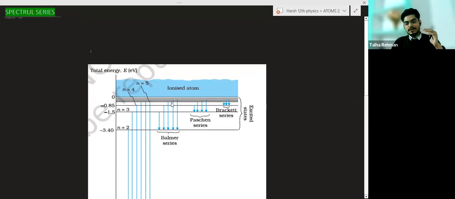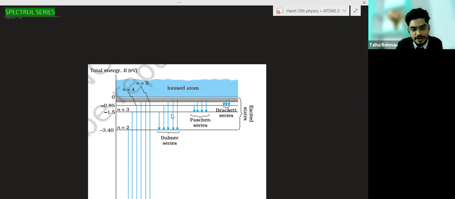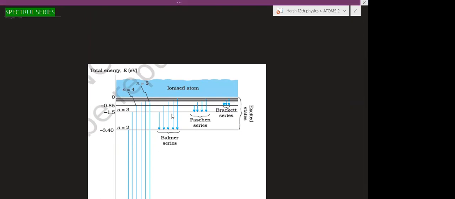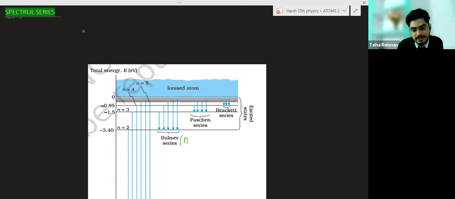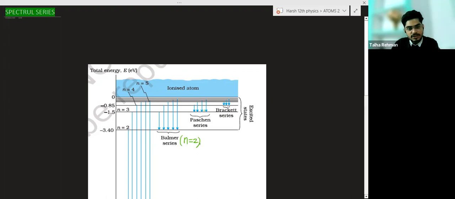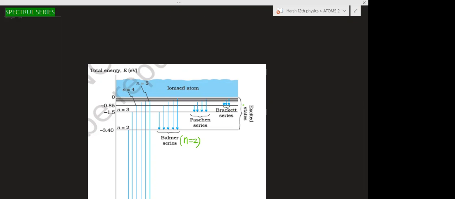From any other energy level, the electron should move to n equal to 2. This will be used for the Balmer series. N equal to 2 means the electron is coming from any higher energy level to n equal to 2. For the Paschen series, n equal to 3 is there. For the Brackett series, n equal to 4 is there.